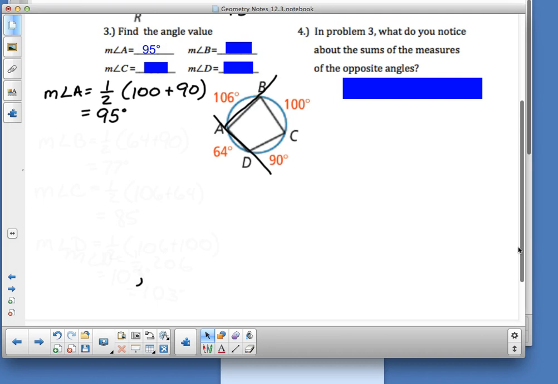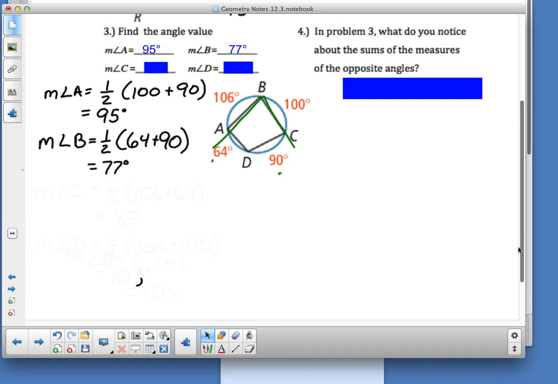Now, keep in mind, as you step around, it's just one thing after another. It's not fast right away. You have to do a little bit of setup, but once you get going, it's quick. B, do you see 64 plus 90 is 154? That's what I'm doing. I'm going to divide by 2. 77. That's it. Okay? That's B.